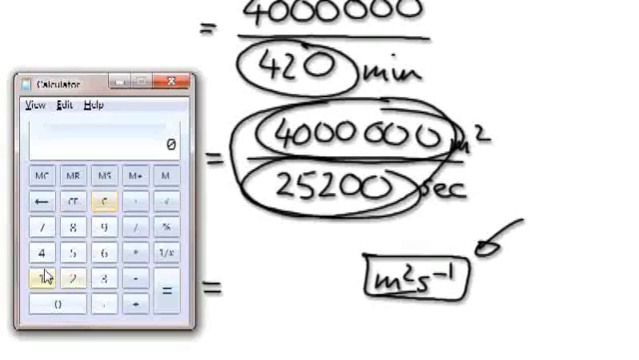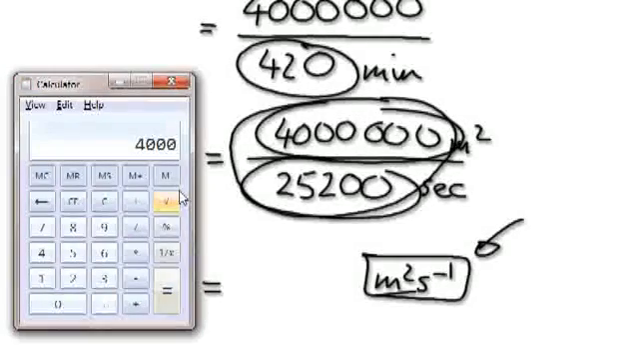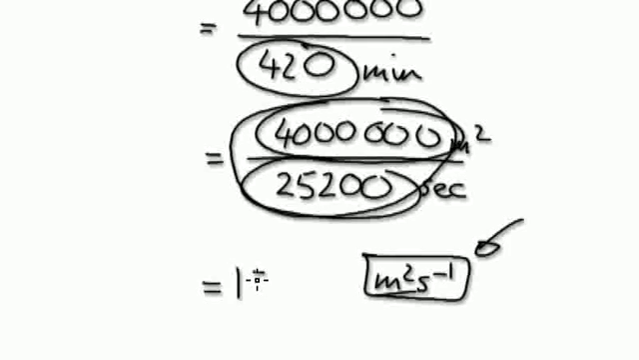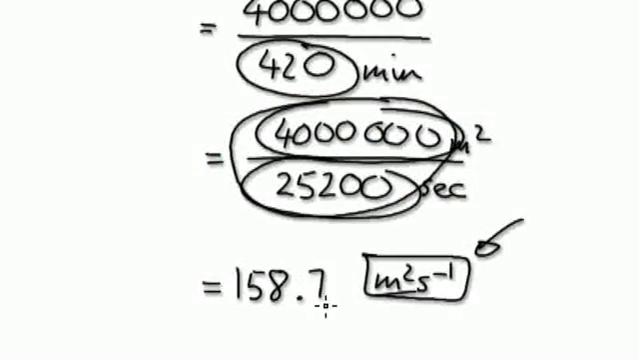Okay, hang on. Clear this. When I say a whole number, it might be a decimal, but what I meant was this whole thing here. Okay, where's my calculator? Hang on. So 4 million divided by 25200 equals 158.7. You see, I don't really care what this is.